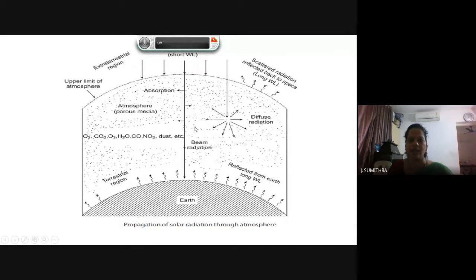And the beam radiation is the one by which the solar energy, that is the radiant energy, reaches the earth in a direct line, a direct path, or in a direction without any change. So the sum of this beam radiation and the diffuse radiation is nothing but the global radiation.